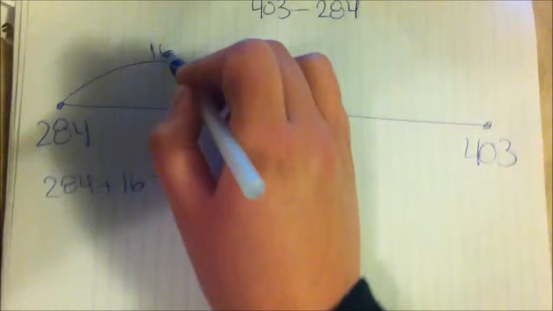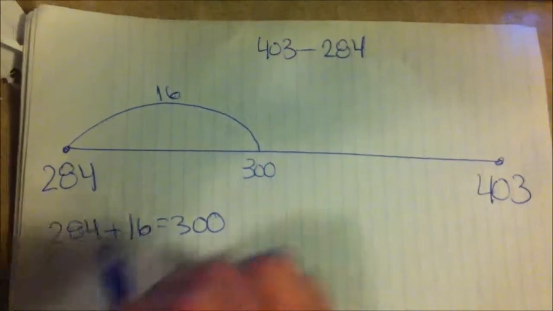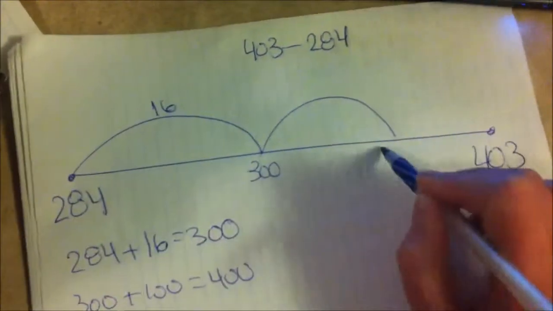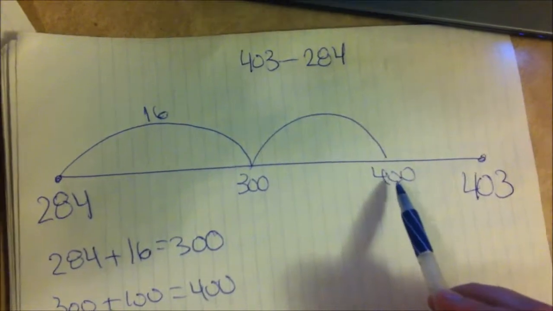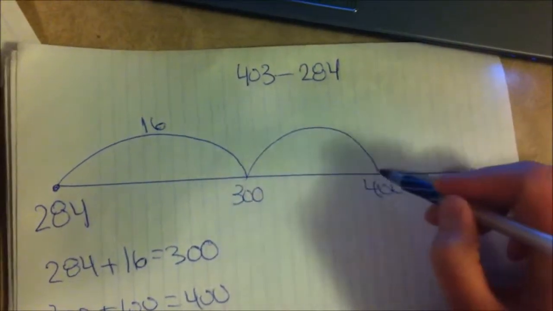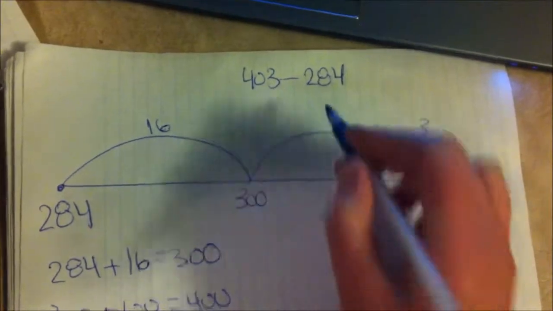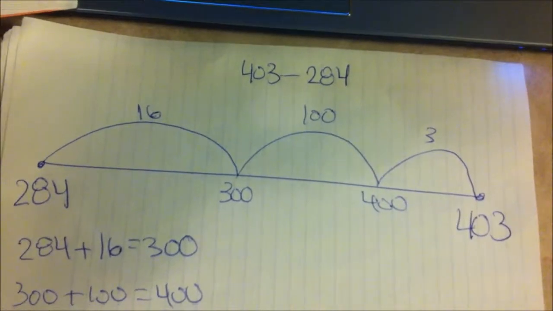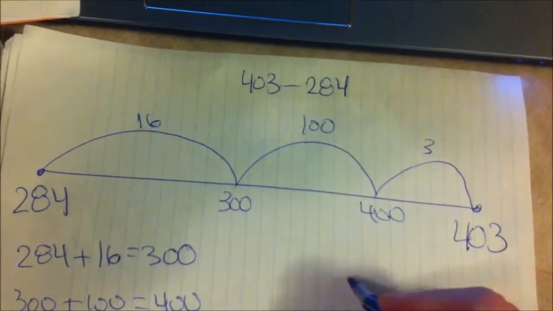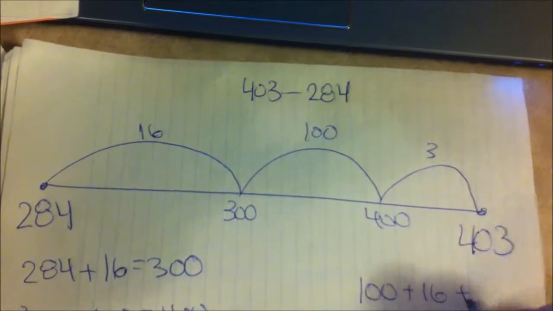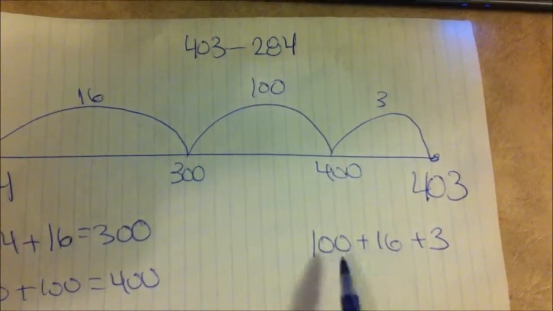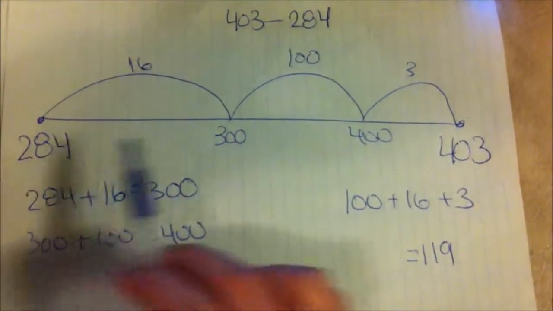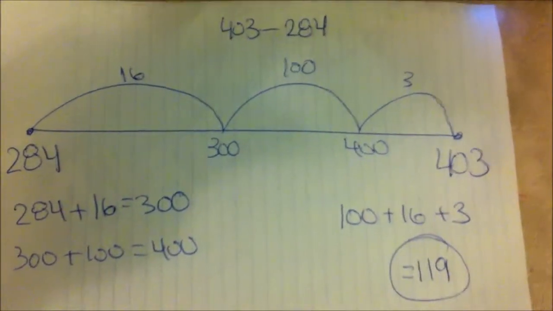284 plus 16 equals 300. Next, let's jump ahead 100, because 300 plus 100 equals 400. Finally, we'll jump ahead 3, because 400 plus 3 equals 403. Oops, I forgot to put 100 there. The final step is to add all the numbers together that we jumped on the number line. So we'll add 16 plus 100 plus 3. 100 plus 16 is 116, and then 116 plus 3 equals 119. So the difference between 284 and 403 is 119, which is the answer to our equation.